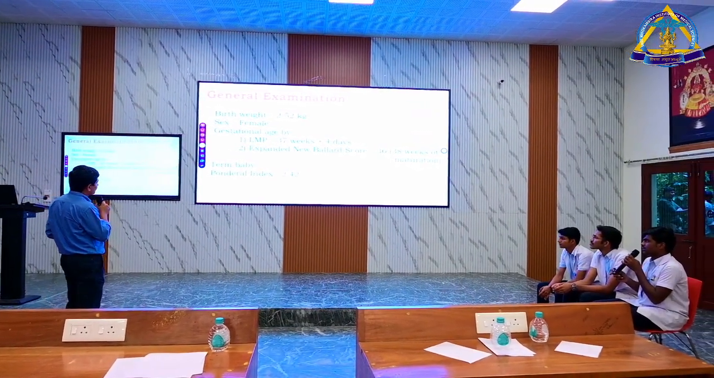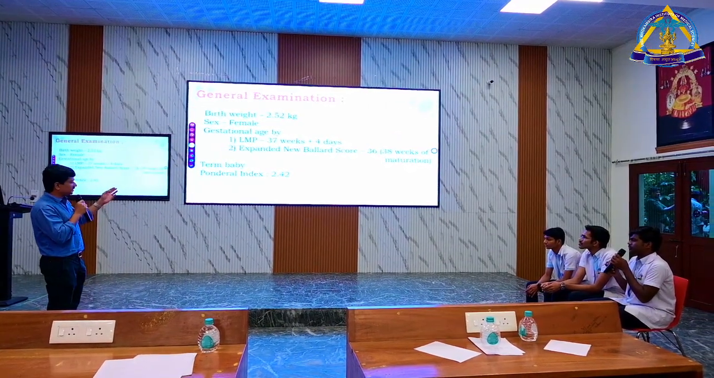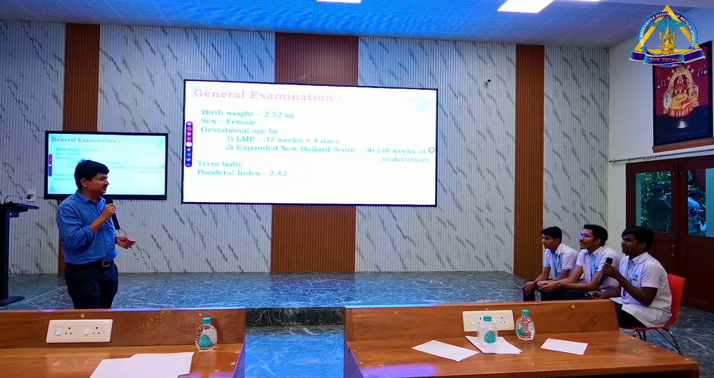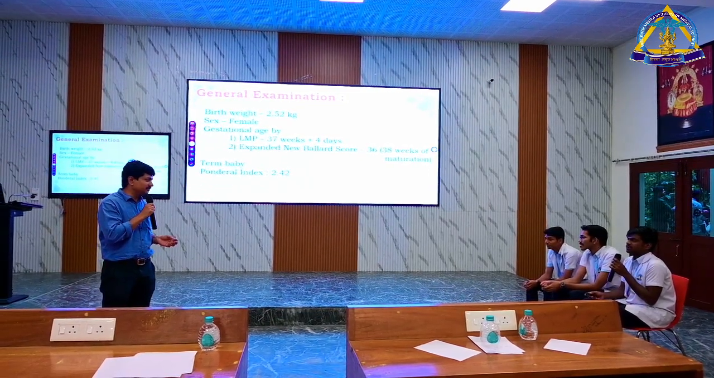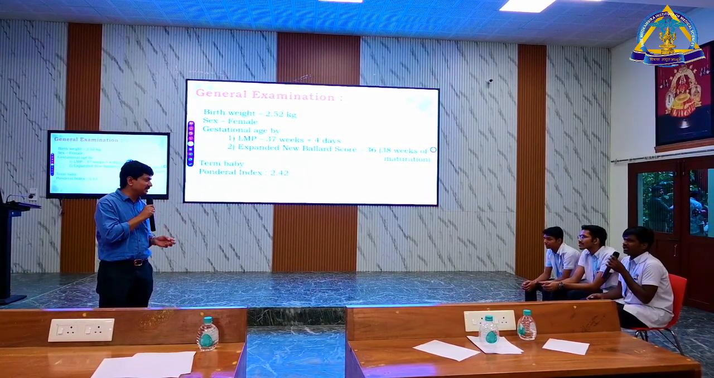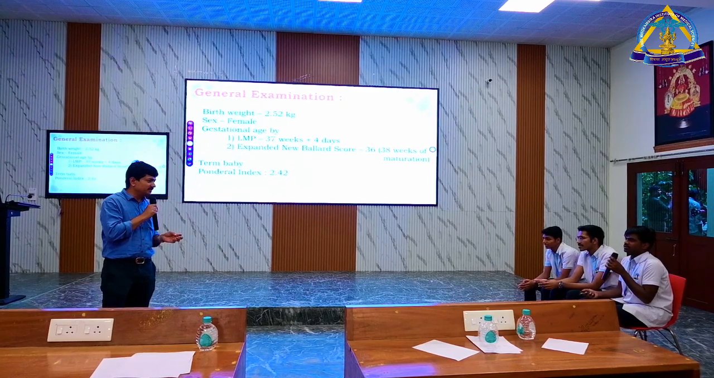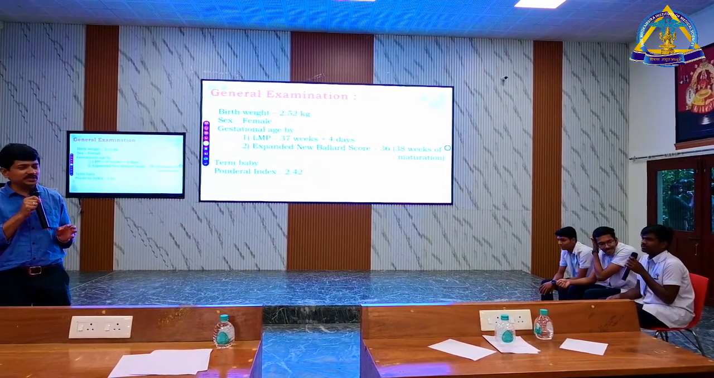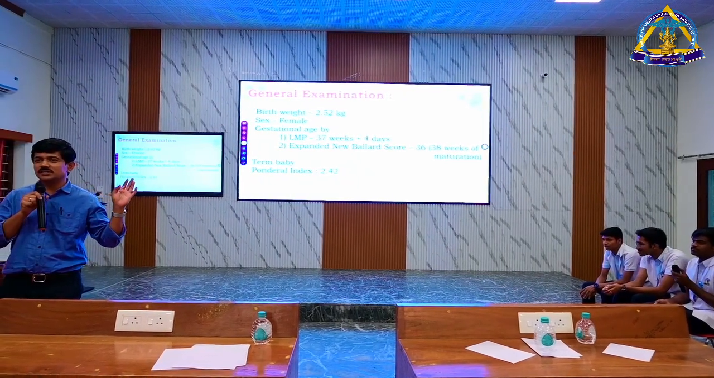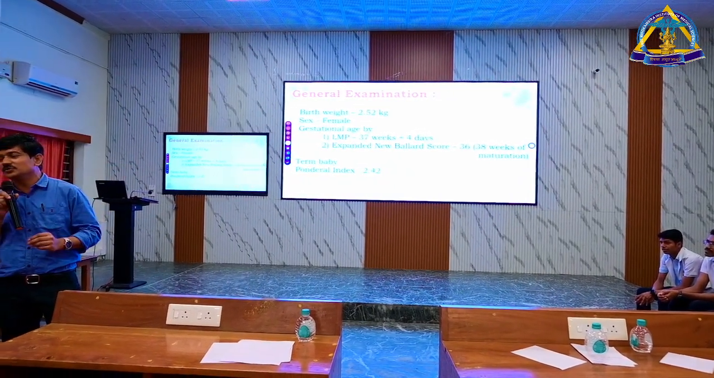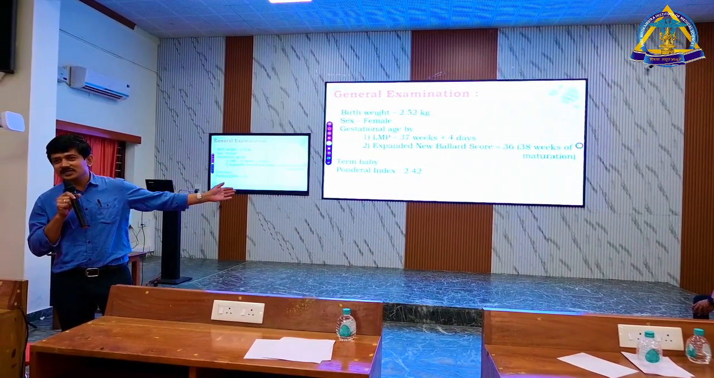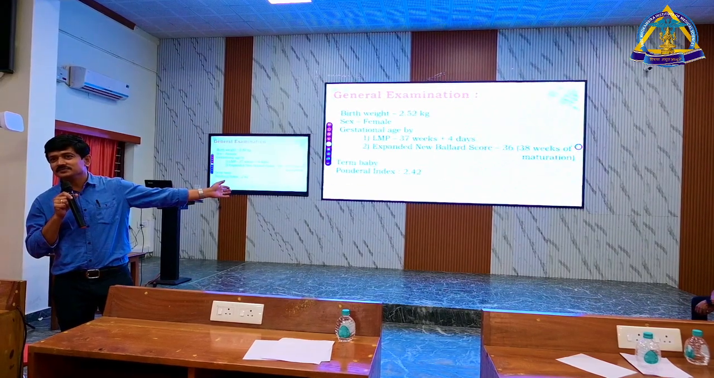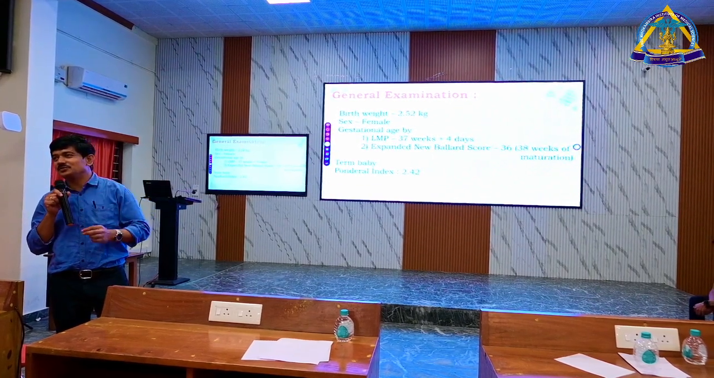Then, for a term baby, the Ponderal index. How to calculate the Ponderal index? What is the formula? Weight in grams divided by length, don't say height, length in centimeters cubed. What is the value in a normal baby? It will be more than 2 or less than 2? In a normal baby it is more than 2. It will be less than 2 in which babies?